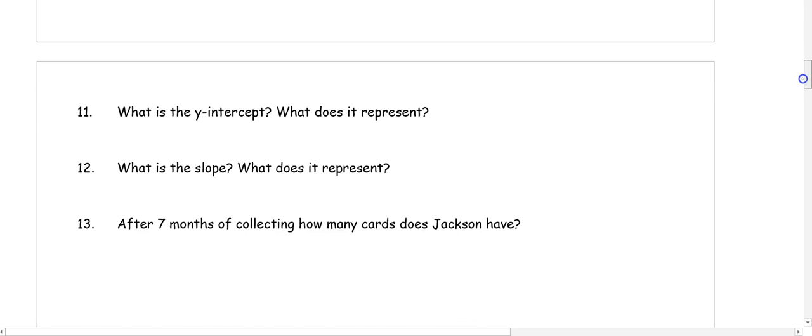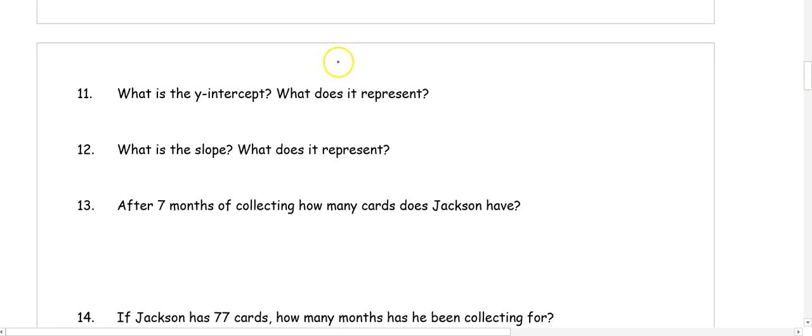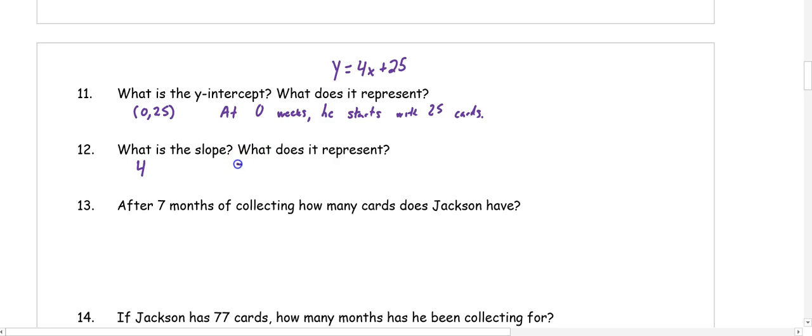So now we can use this equation to understand what it means. So y equals 4x plus 25. What is the y-intercept? So the y-intercept is where we're going to start our graph, 0, 25. And what does it mean? At 0 weeks, he starts with 25 cards. What is the slope? So the slope is 4, and what does that mean? That means he collects 4 cards each week.